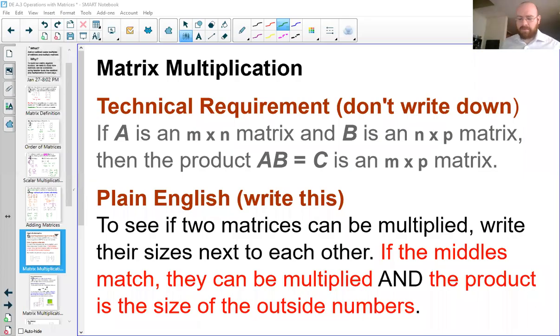This is our second part of lesson 3. We are going to be looking at matrix multiplication. If you are immediately overwhelmed by the amount of text on the screen, pause the video, take a deep breath, and then unpause the video to come back. On this slide and the next, I am going to provide both a technical requirement and then that requirement expressed in plain English.